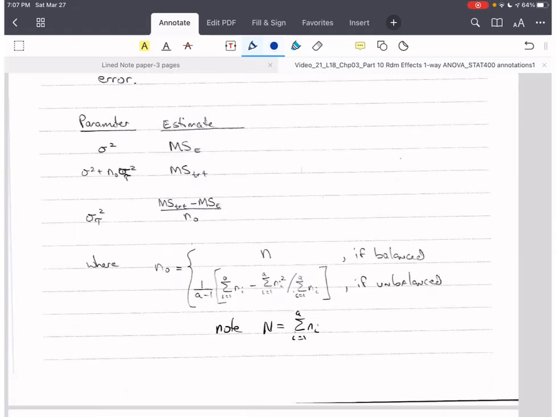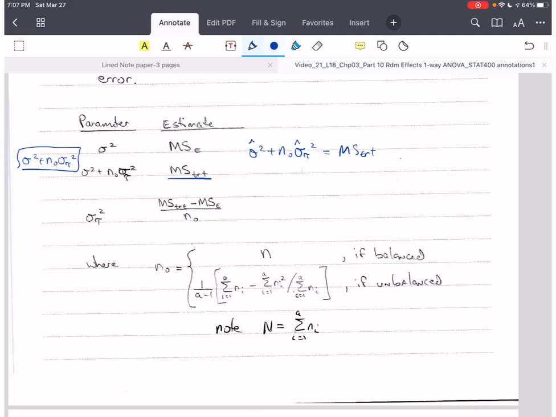Now, here are the parameters and their estimates. The first parameter is sigma squared, and that is estimated using the MSE. The next one, I had a typo here, is sigma squared plus n naught sigma tau squared, and that is estimated by MSTRT. So the MSTRT is a combination of the two variances. If we want to solve this for sigma tau squared, we have sigma squared plus n naught sigma tau squared, and I'm going to put hats on these as estimates, equal to the MSTRT.